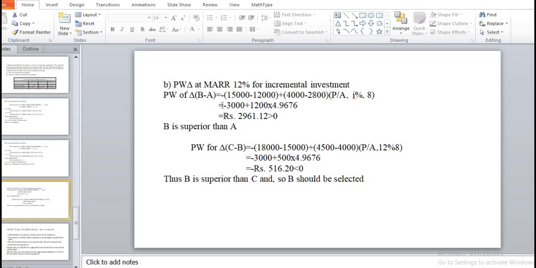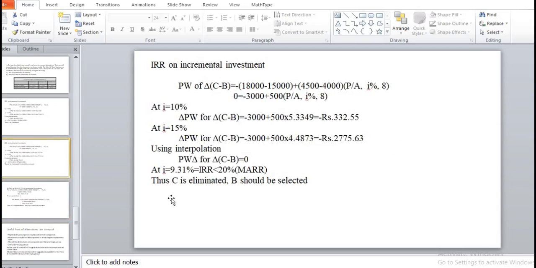So by using these two incremental cases, we eliminate C and we eliminate A in this case. So B is remaining, and we can consider that B is a good project. The same was obtained by the IRR method also. So these are the methods to compare these different alternatives or different projects.